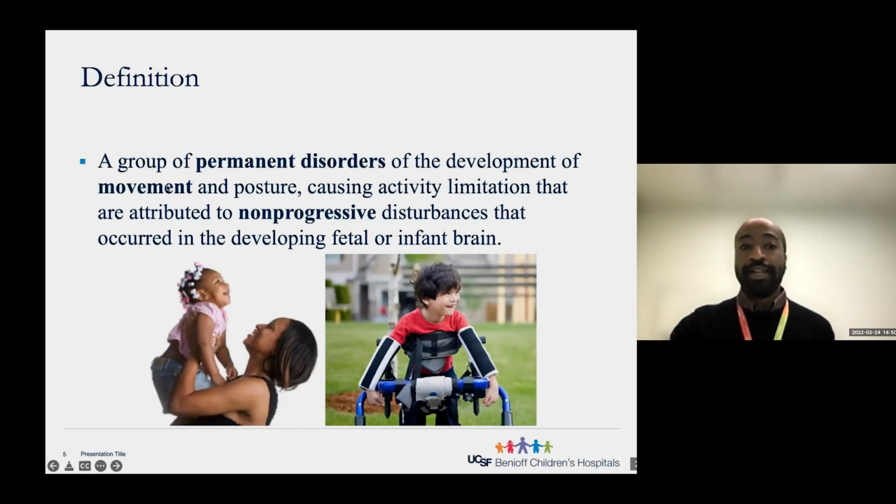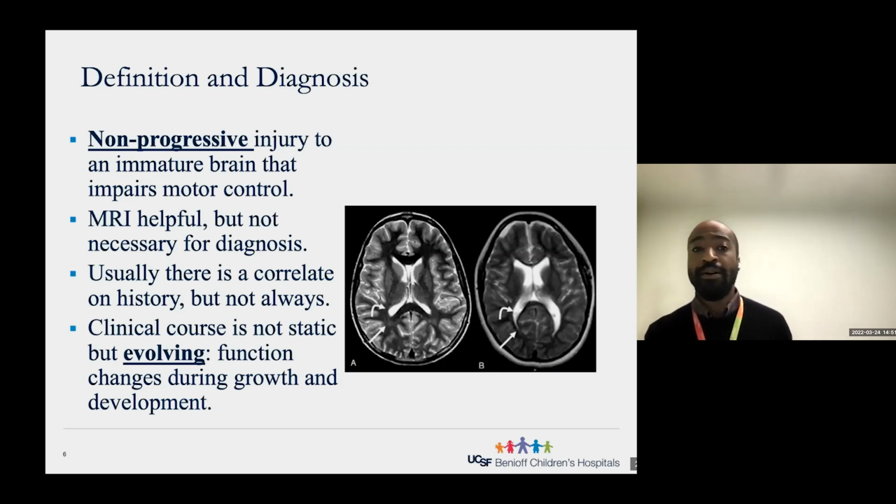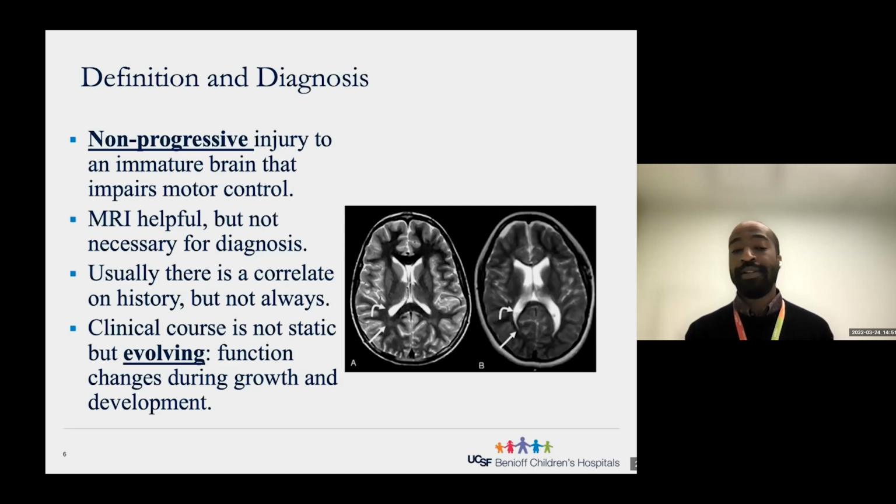What's important to recognize is that, as Dr. Livingston had suggested, although it's a non-progressive injury that occurred to the immature brain, the clinical picture is not static, and it does evolve over time, and you can see changes in function in these children as they go through growth periods and through the years of childhood. MRIs may be helpful, but they're not necessary for the diagnosis, and they don't always show abnormality.